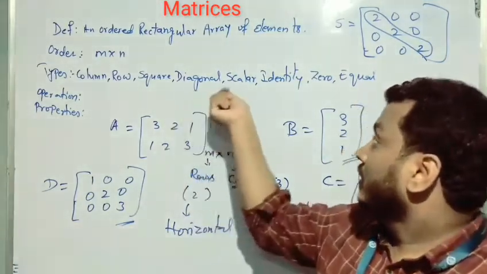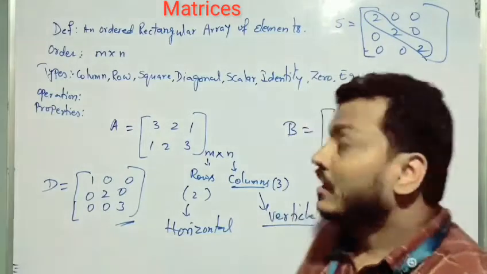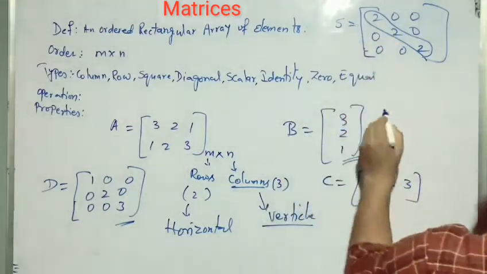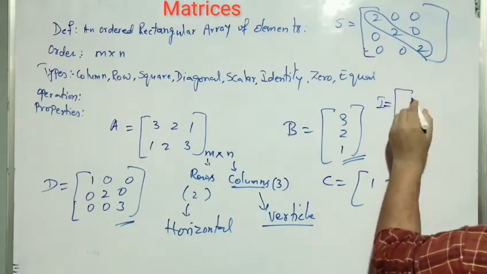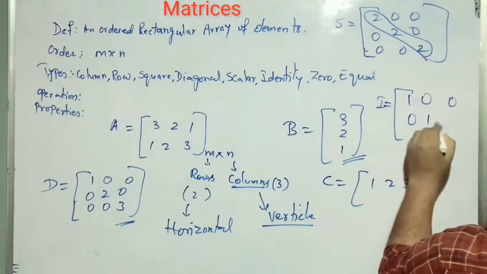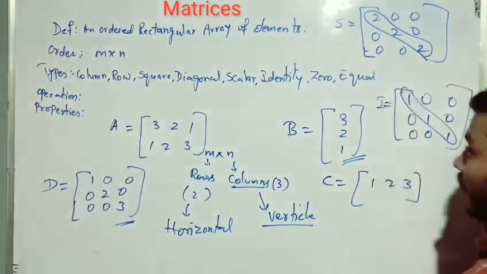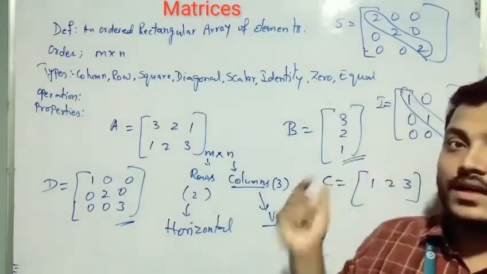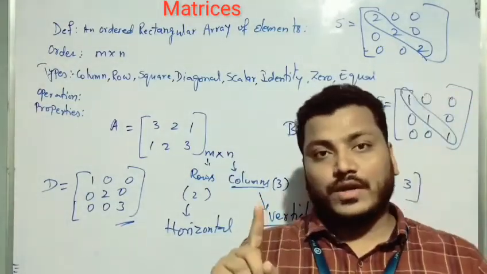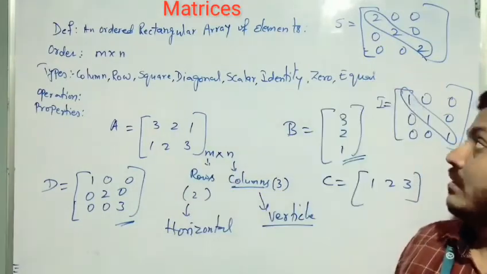Now we have the identity matrix. The identity matrix has its own changes from the scalar matrix. So identity matrix means all the diagonal elements will be 1. Like if I take here 1, 0, 0, 0, 1, 0, 0, 0, 1. So if the diagonal elements are 1, it is known as an identity matrix. In the identity matrix, the diagonal elements must be 1. Apart from that, the other non-diagonal elements must be 0.